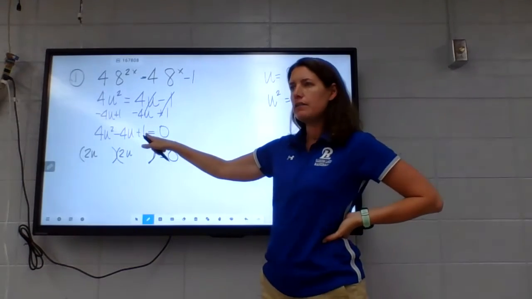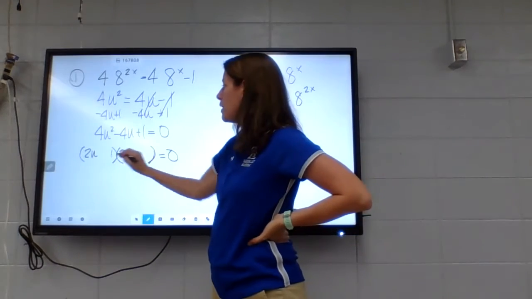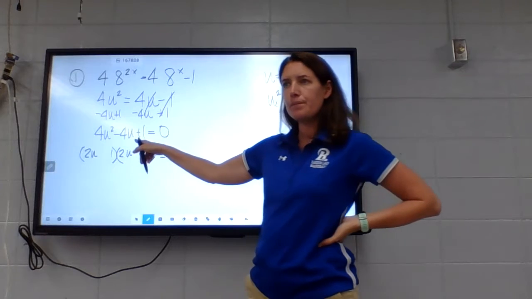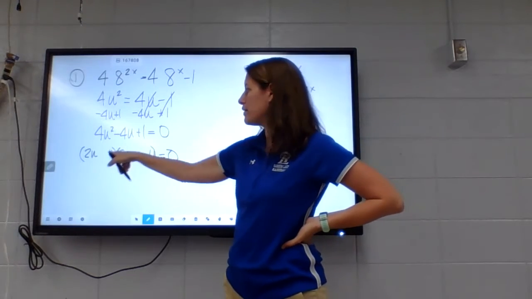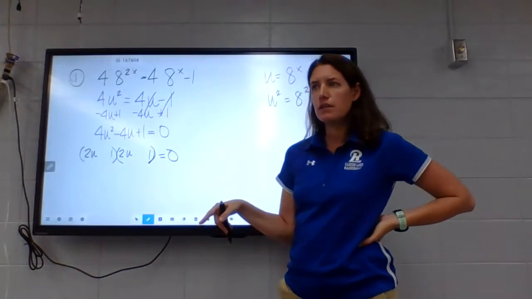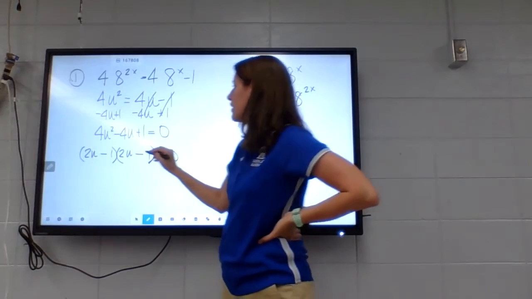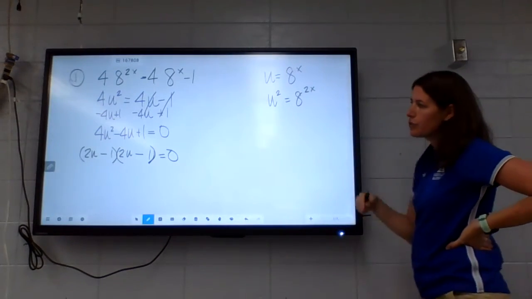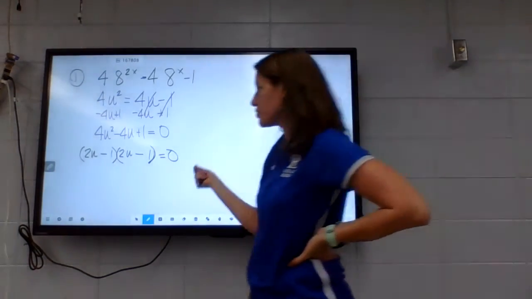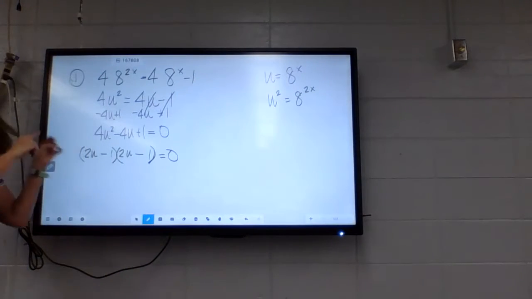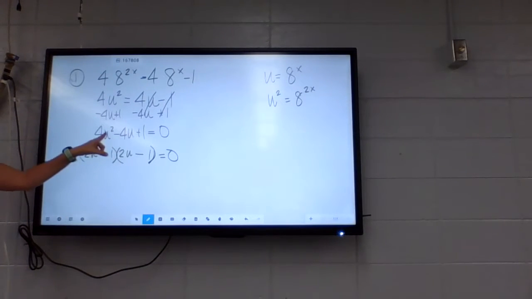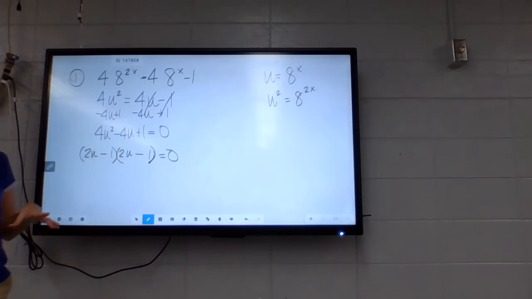To get 1, it's going to be 1 and 1, but where does the negative come from? How can I get 1 using negatives? Negative times a negative. So if I try this, 2u minus 1 times 2u minus 1. We just want to FOIL to check and make sure this works. This would be 4u to the second. This would be a negative 2u. This would be a negative 2u, which is where that negative 4u comes from. And then 1 times 1.